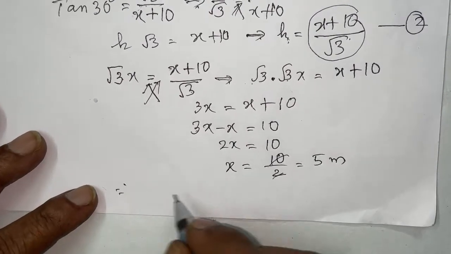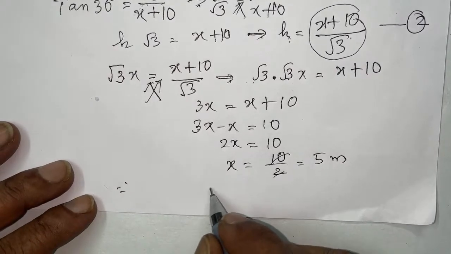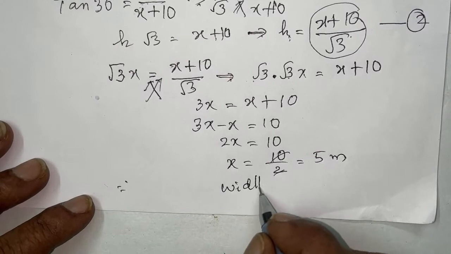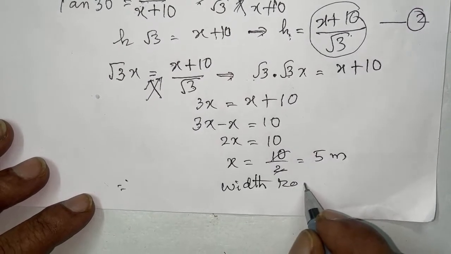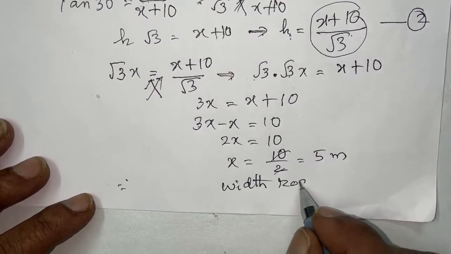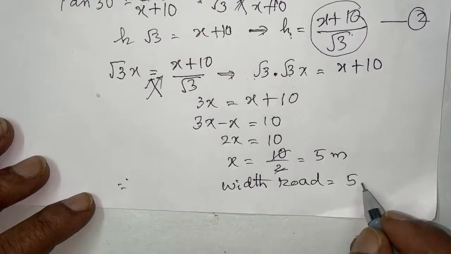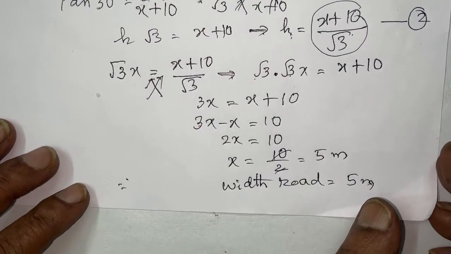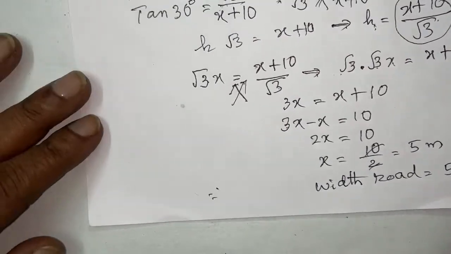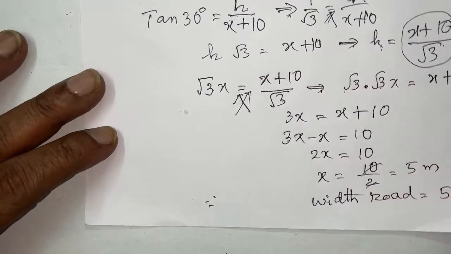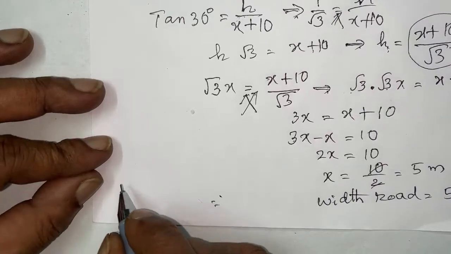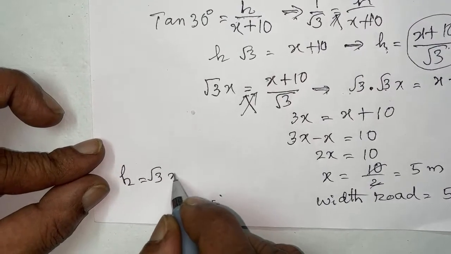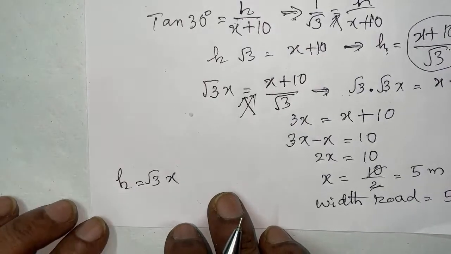That means, therefore, the width of the road is equal to 5 meters. Now it is time to calculate the height of the tower here. Height of the tower, already we know h is equal to root 3x. That is the height of the tower.